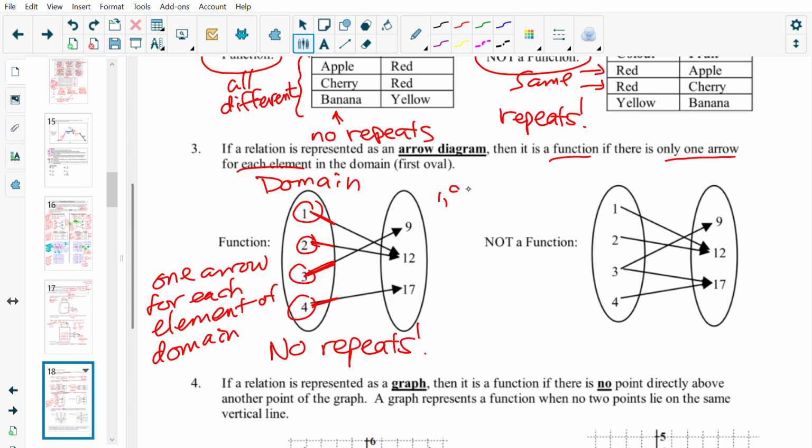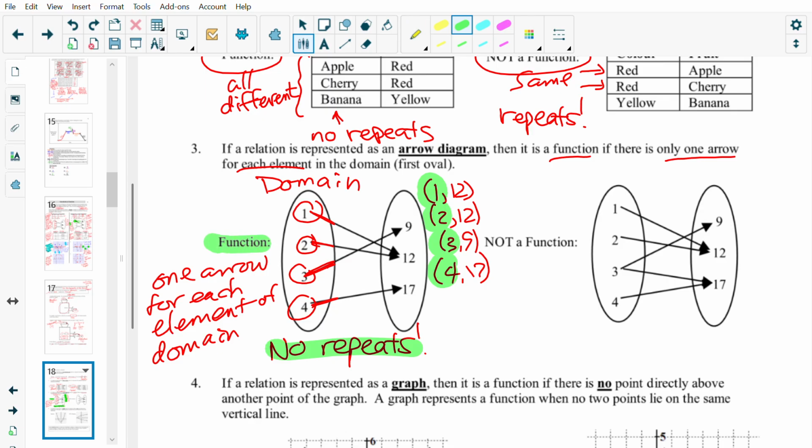If I write this as ordered pairs, that's 1, 9, 2, 12. Oops, sorry, not 1, 9. This is 1, 12, 2, 12, 3, 9, and 4, 17. Look at all the elements of my domain: 1, 2, 3, 4. No repeats, therefore it's a function.